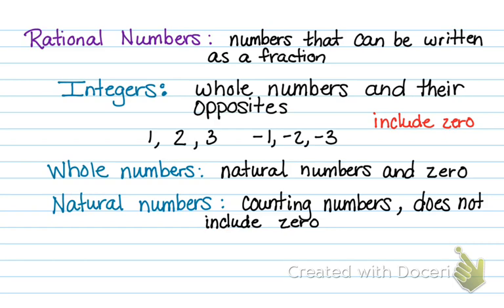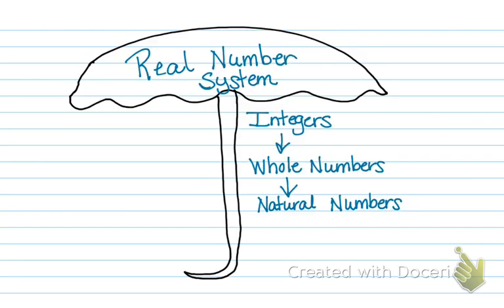So I'm going to show you an umbrella you can think about as the real number system. We have integers, whole numbers, and then natural numbers. And then over to the side, we have those irrational numbers. These are all part of the real number system. So we have to think about what they mean.